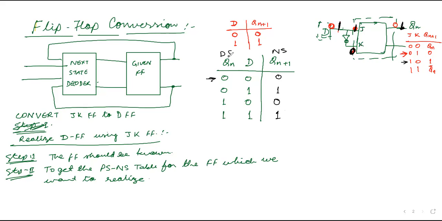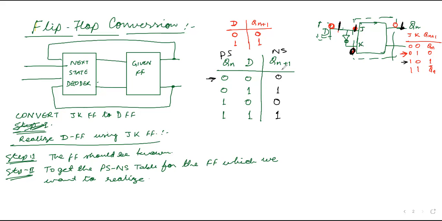क्यों? क्योंकि ये एक D फ्लिप फ्लॉप है और D फ्लिप फ्लॉप में जो भी इनपुट देंगे वही आउटपुट आएगा. प्रेजेंट स्टेट से कोई लेना देना नहीं है क्योंकि दिस इज जस्ट अ डिले फ्लिप फ्लॉप एंड इट विल प्रोड्यूस अ डिले इन द आउटपुट. Whatever input we give, we will get the same output. Okay, so here we have got the present state next state table.